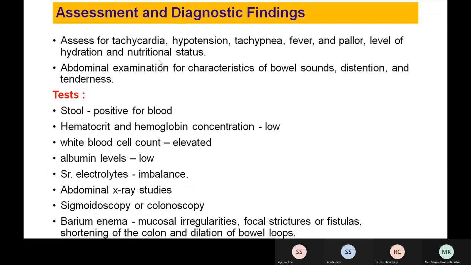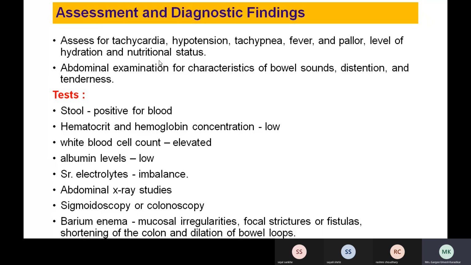One is stool examination that will be positive for blood because of the inflammatory changes. There may be even blood loss from the stool. Then hematocrit and hemoglobin concentration would be low. WBC count may be elevated. There is again loss of protein, so albumin levels will be low. Electrolyte imbalance is seen because of the passage of excessive amounts of stool, so the serum electrolytes are imbalanced.